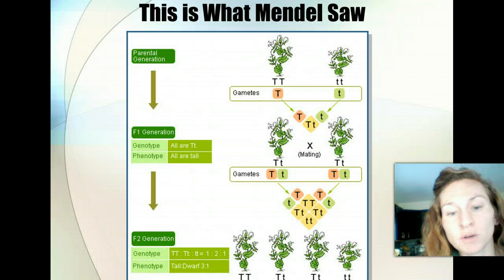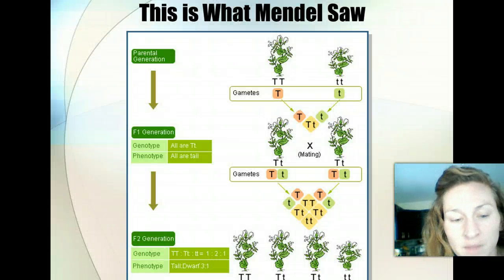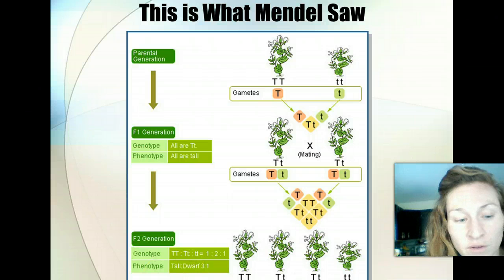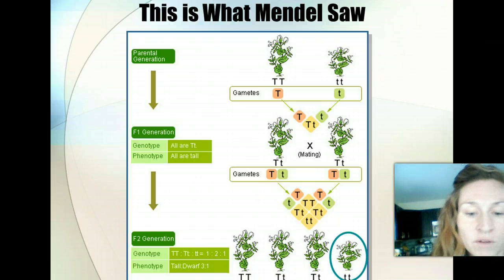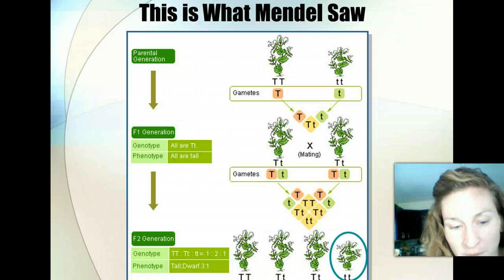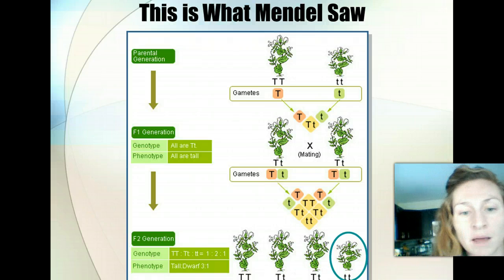So what this showed him is that the short, or that recessive allele, or that recessive trait, showed back up right here. It was a 1 to 4 ratio, about 25% of the offspring were short, and 75% were still tall because that is a dominant trait.